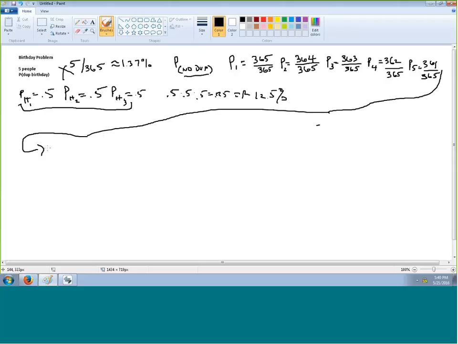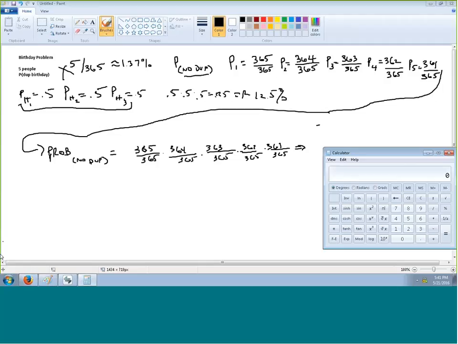All right, continue here. So for our probability of no duplicates, we have 365 over 365 times 364 over 365 times 363 over 365 times 362 over 365 times 361 over 365. Whew. And that's a pretty big number, so let me take my calc.